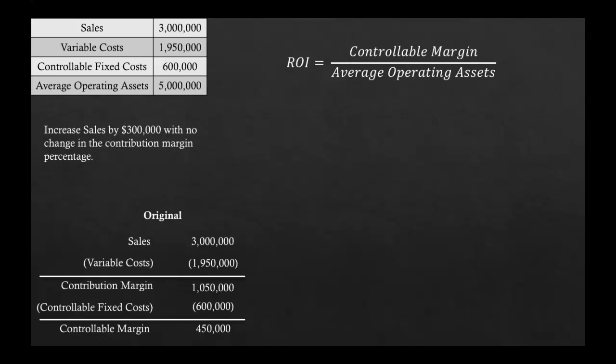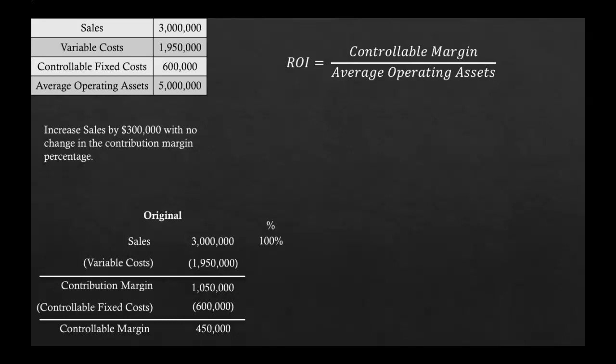We have our original information down in the lower left. So we need to figure out the contribution margin percentage that we had originally, because we're told that that's not going to change. So we need to make sure that that's not going to change.